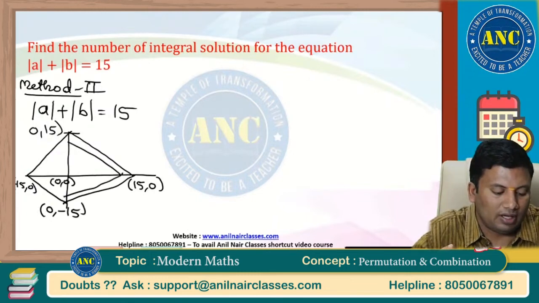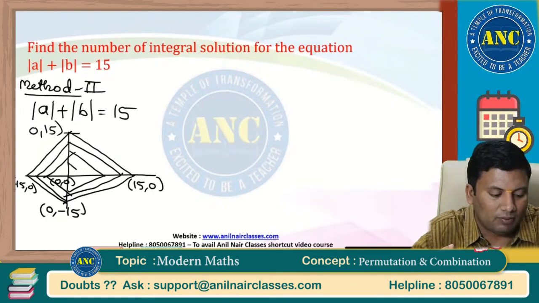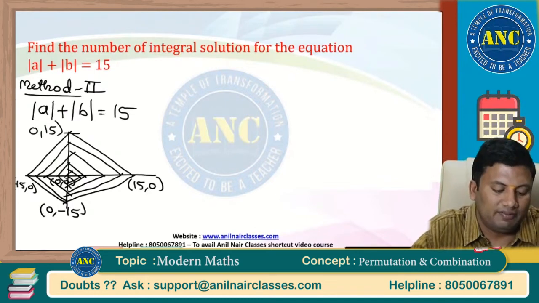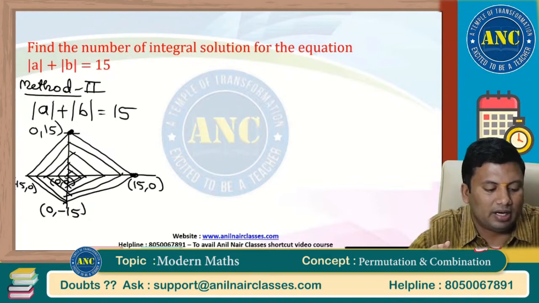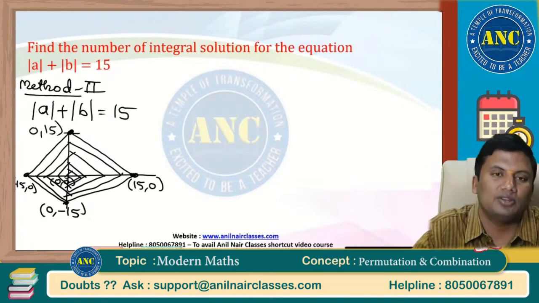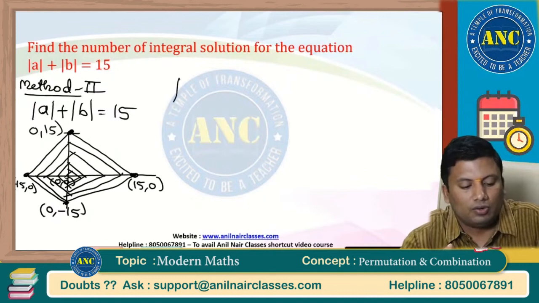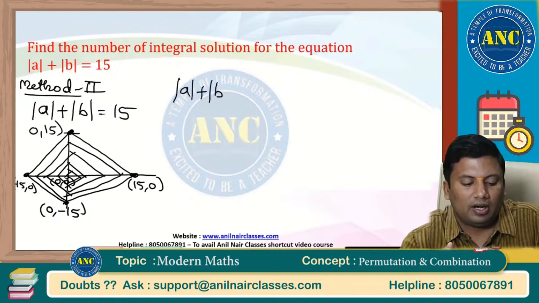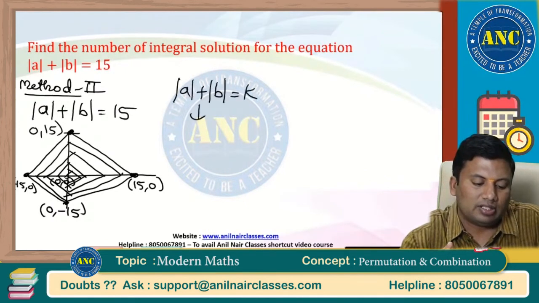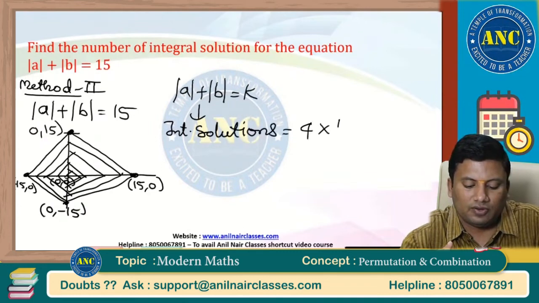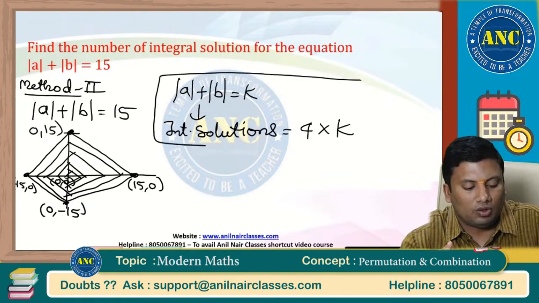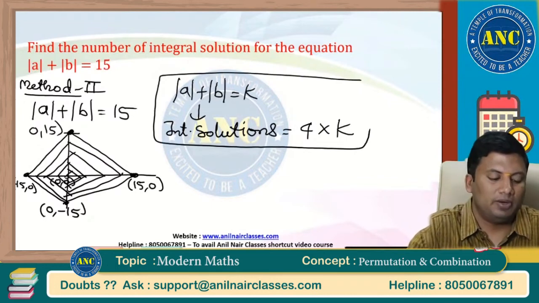Similarly, one more value will come, 1 comma 14. Similarly, 2 comma 13, one more will come. Many values will keep coming like this. So, every point has got its mirror or water image. How many values? 4. So, mod A plus mod B equivalent to K. Directly you can say the total number of integral solutions will be 4 into K.